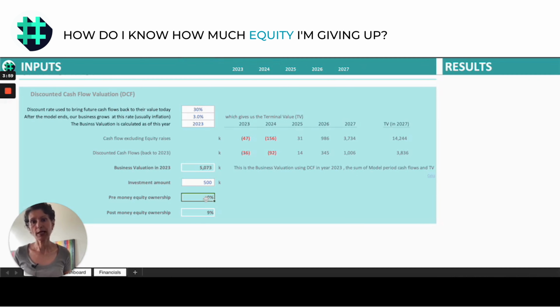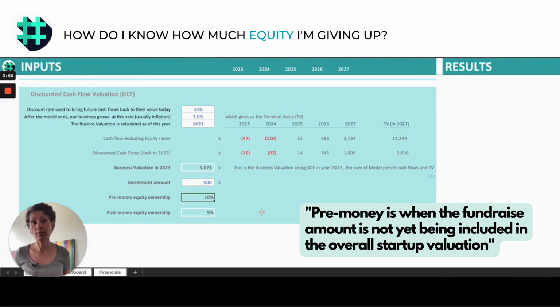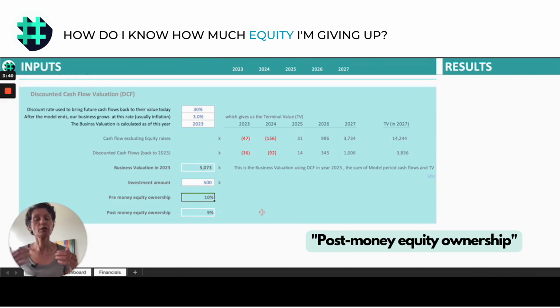How did I come up with that? I took 500,000 and I divided it by 5 million valuation, and that gave me 10%. The reason that this is called pre-money is because the 500,000 is not yet being included in the overall valuation of the startup.